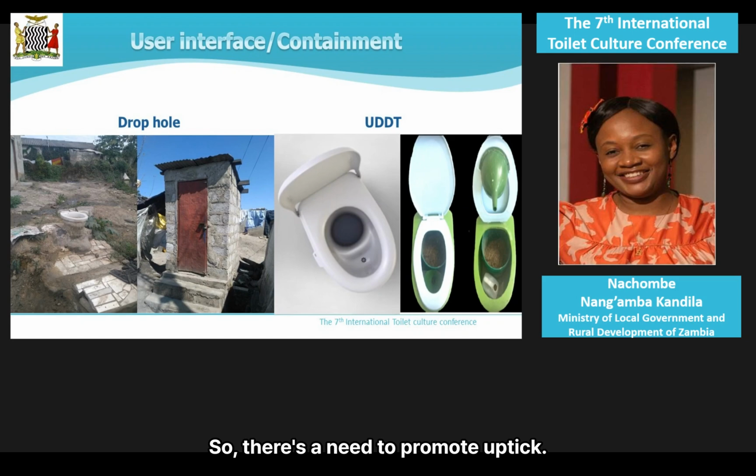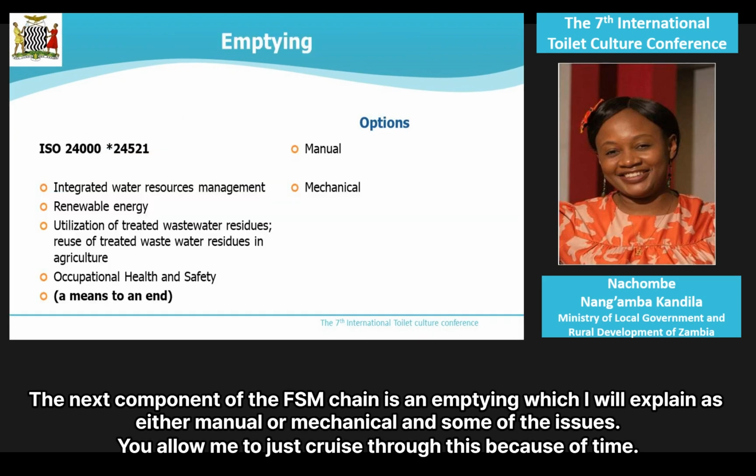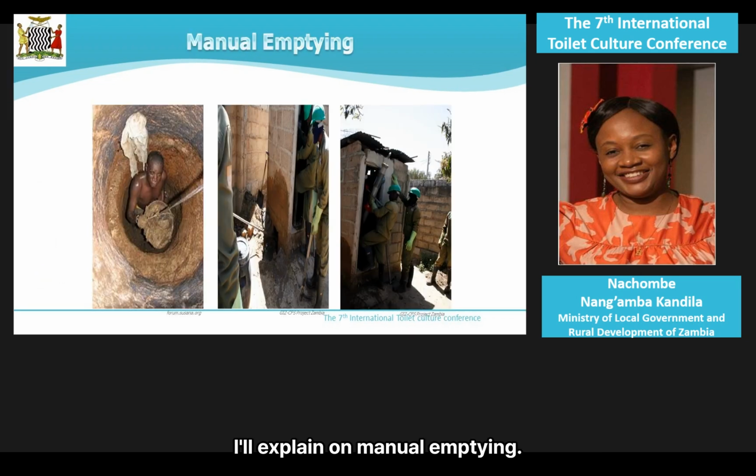Next slide. The next component of the FSM chain is emptying, which I will explain as either manual or mechanical. And some of the issues, okay, allow me to just cruise through this because of time. Okay, next slide. I'll explain manual emptying.